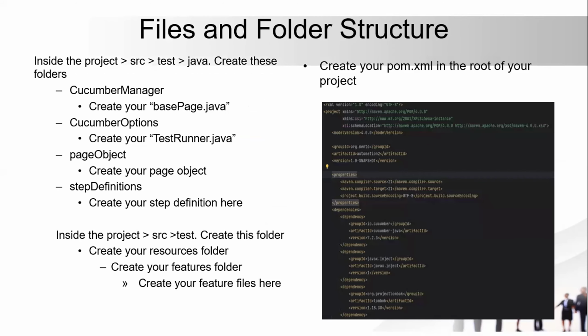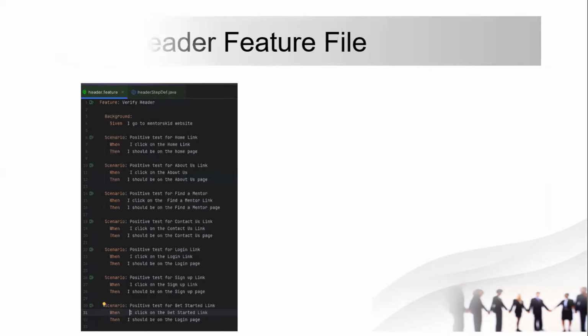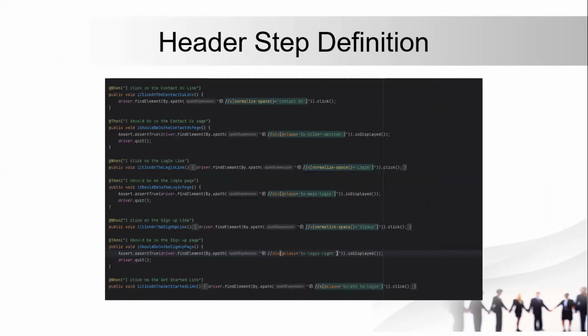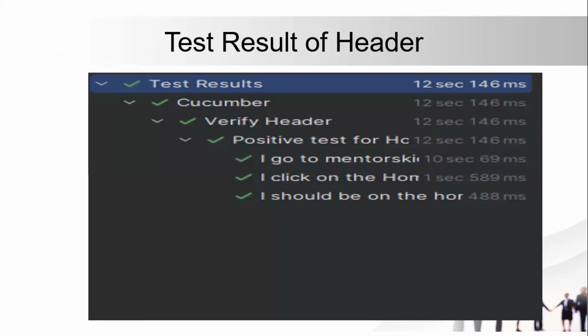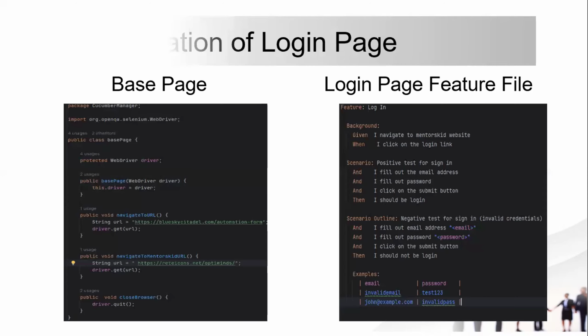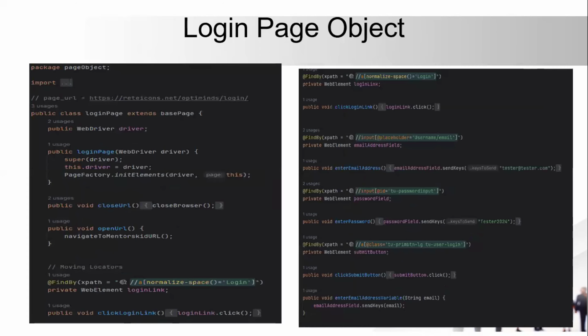Yes, so this is how we're going to create our new project and our Cucumber files and everything. Yes, our feature files as well, and our step definitions, which is very important in BDD format. So these are Sprint 4 goals. Thank you, and sorry that was quick.